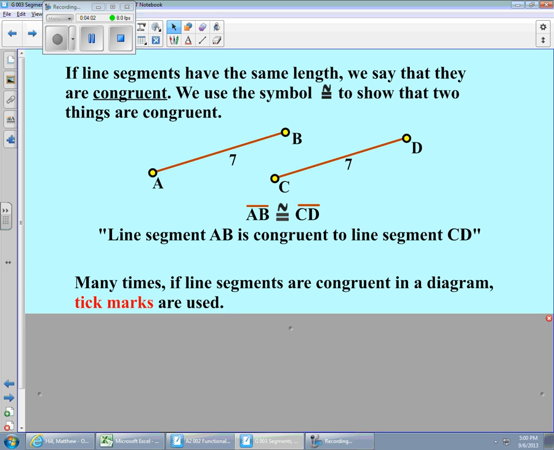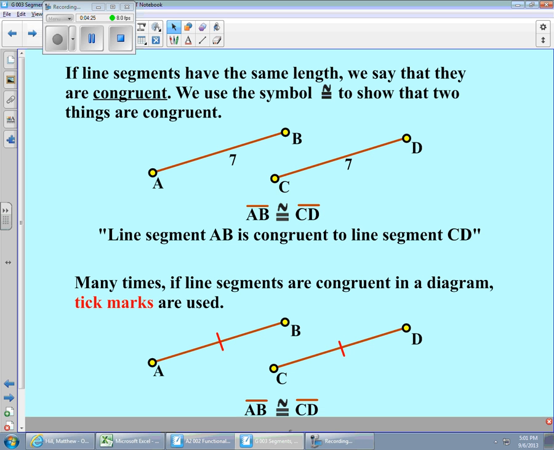Another thing that we run into is if we know that line segments are going to be congruent, or maybe the person that put together a diagram is trying to communicate with us that we have line segments that are going to be congruent, there is a particular mark that is used. Many times if line segments are congruent in a diagram, they will use what are called tick marks. And here's what tick marks look like.